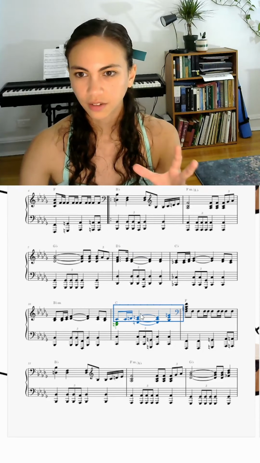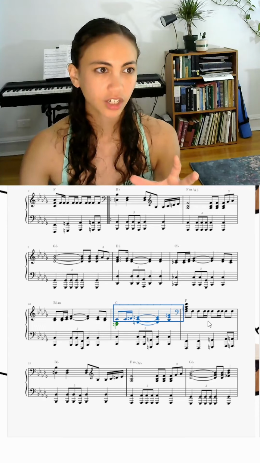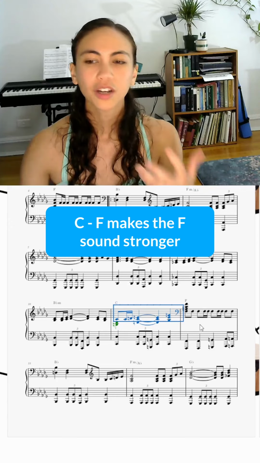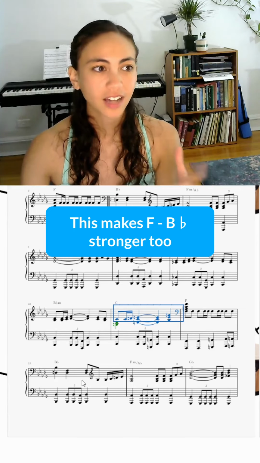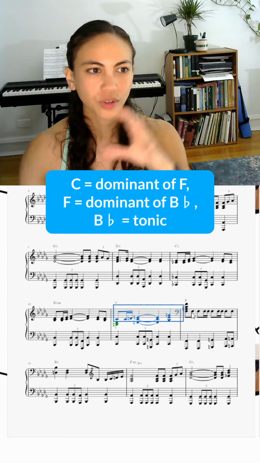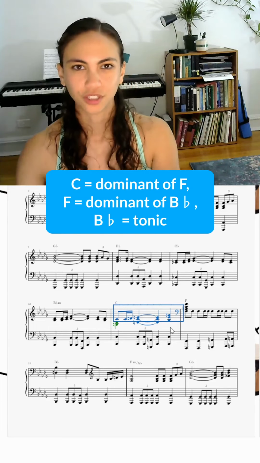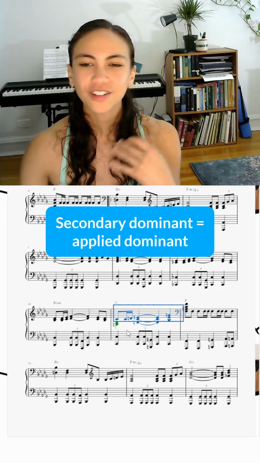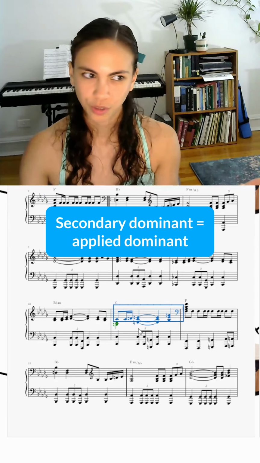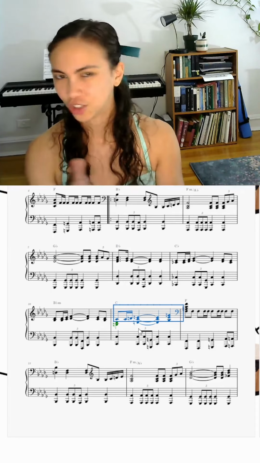So in the case of this C major to F major here, what Kondo did was tonicize the F to make it sound a little bit stronger, which then makes its movement to B flat even stronger as well. So when we use the dominant of the dominant here, so C is the dominant of F, which is the dominant of B flat, it's called a secondary dominant or an applied dominant depending on whose textbook you're using. They're the same exact thing, just different names.